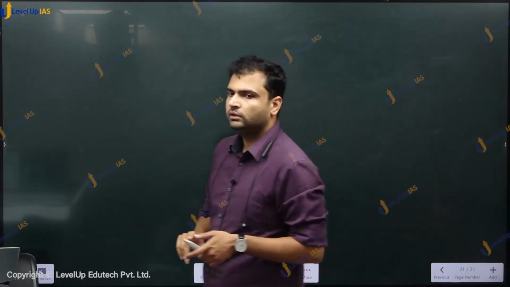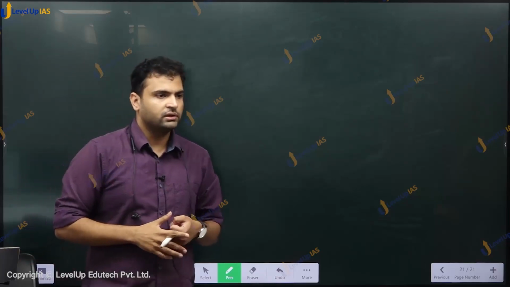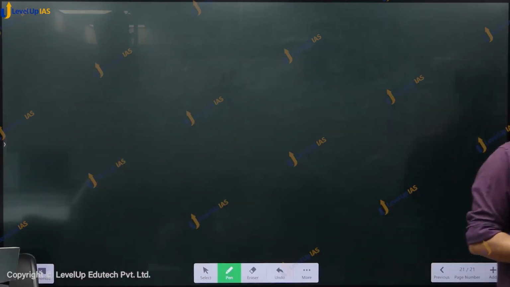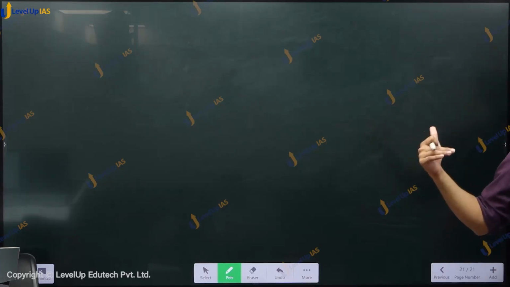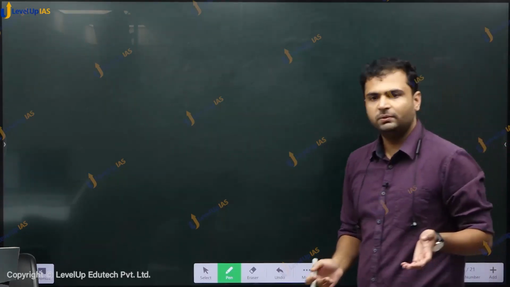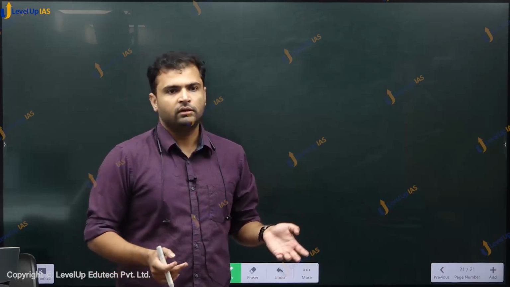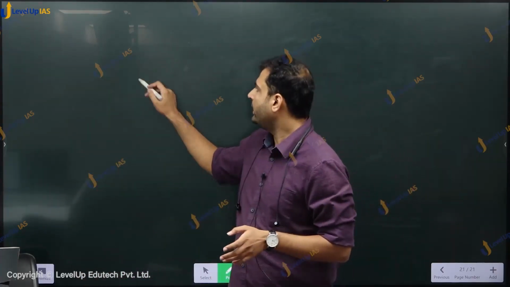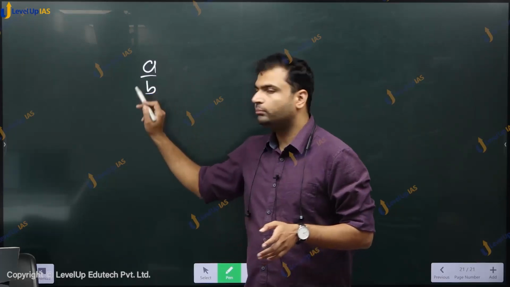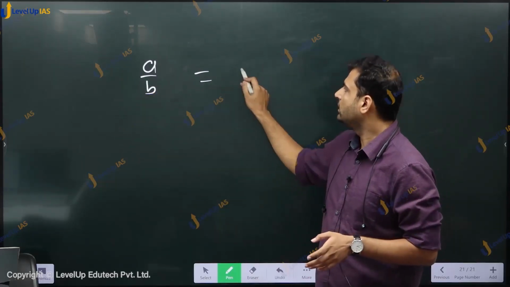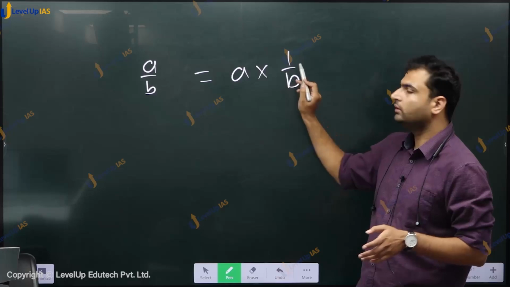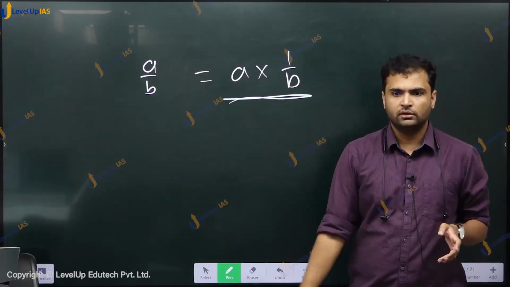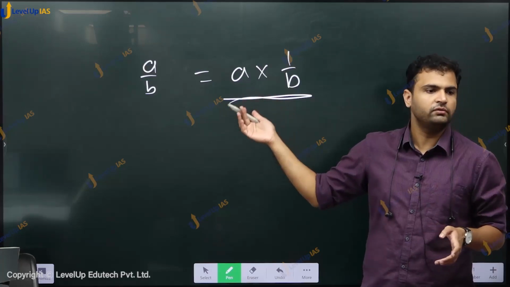And the rules for positive and negative numbers, as we studied: positive into positive is positive, positive into negative is negative. So what will the rules be here? Same rules. Why? Because division is nothing but the reverse operation of multiplication. If I have to divide a by b, we are doing nothing but a into 1 by b. So the rules for division would be the same as for multiplication.